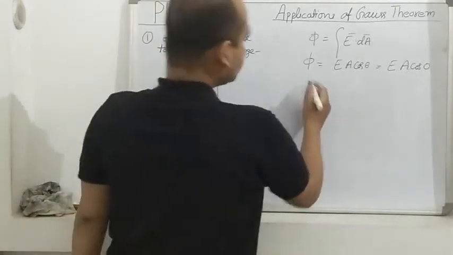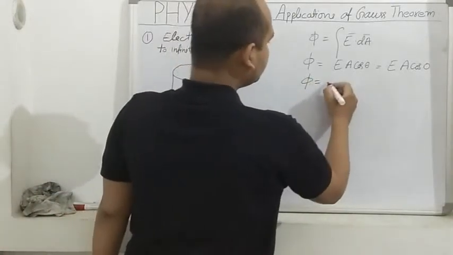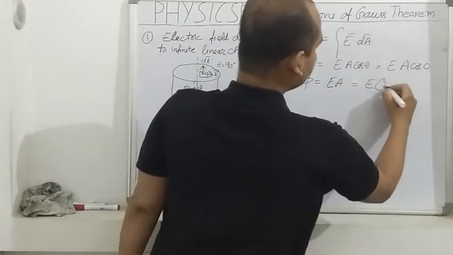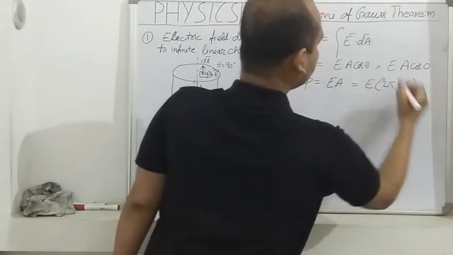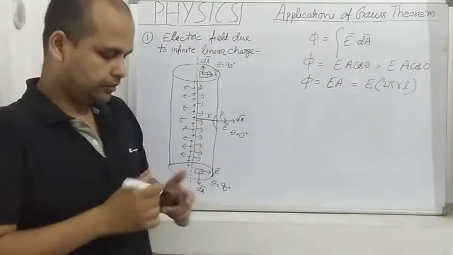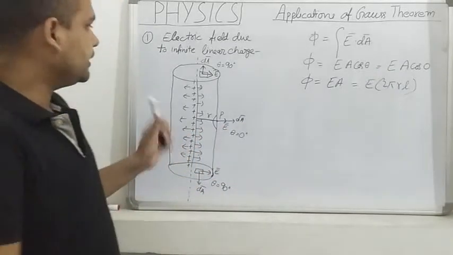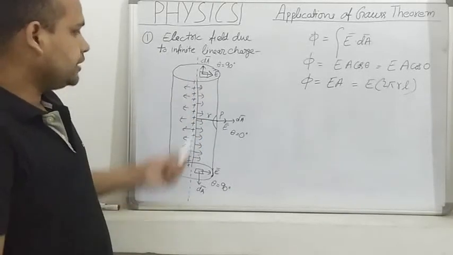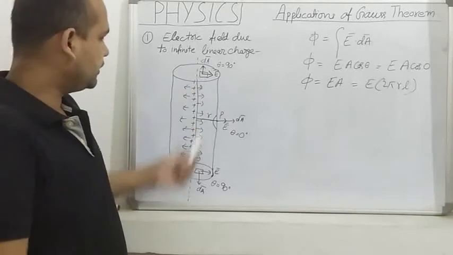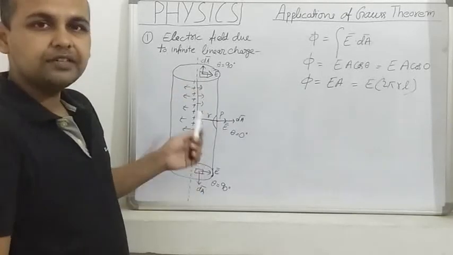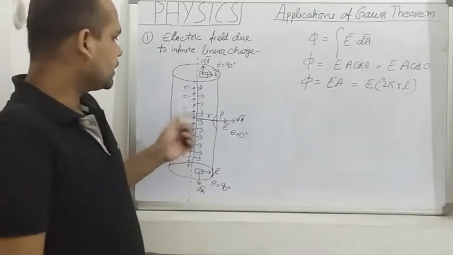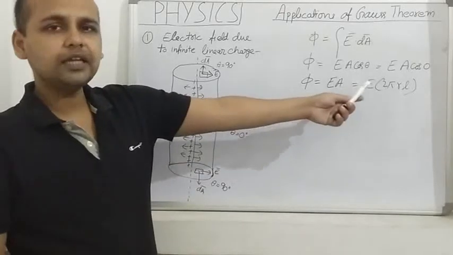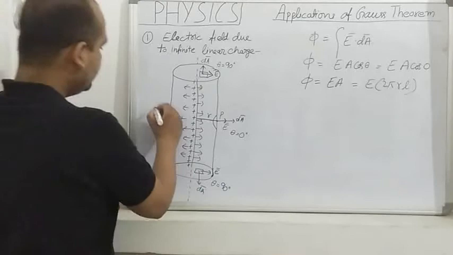Okay. So we can say phi will be equal to EA, and that will be equal to E into 2 pi RL. As I have told you, we will only take the area of the curved part of the cylinder. The two ends will not be considered. Why? Because the electric flux at the two ends of the cylinder will be 0. So we know the area of the curved part of a cylinder is equal to 2 pi RL. Here L is the length of the cylinder.